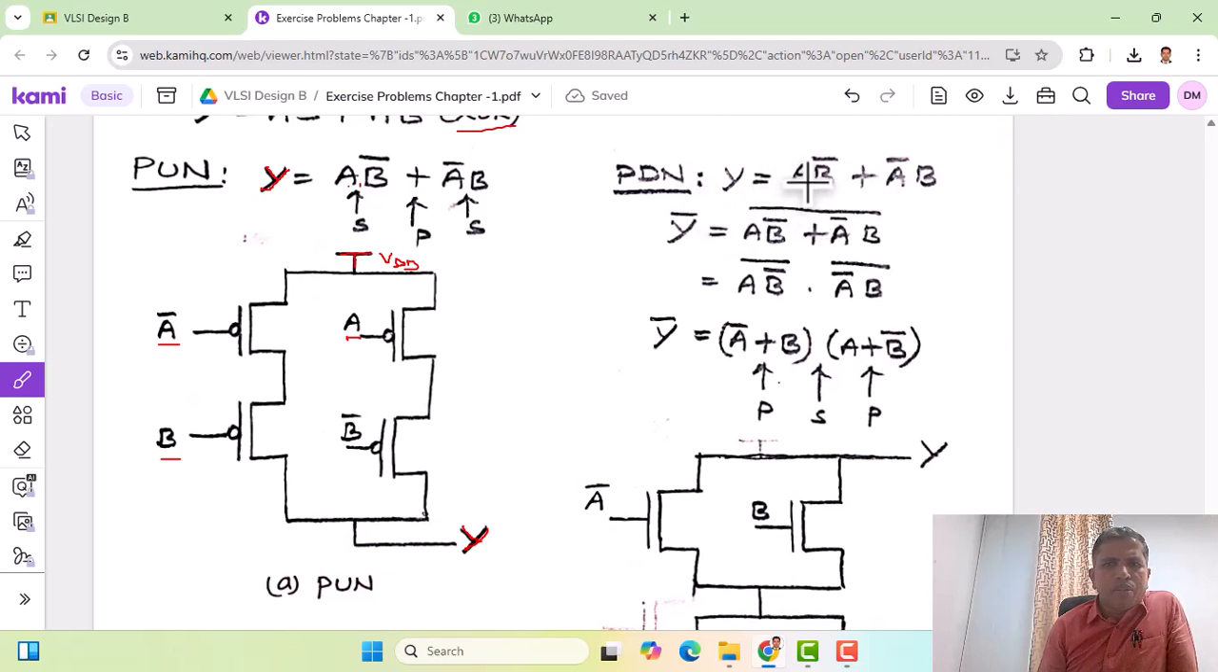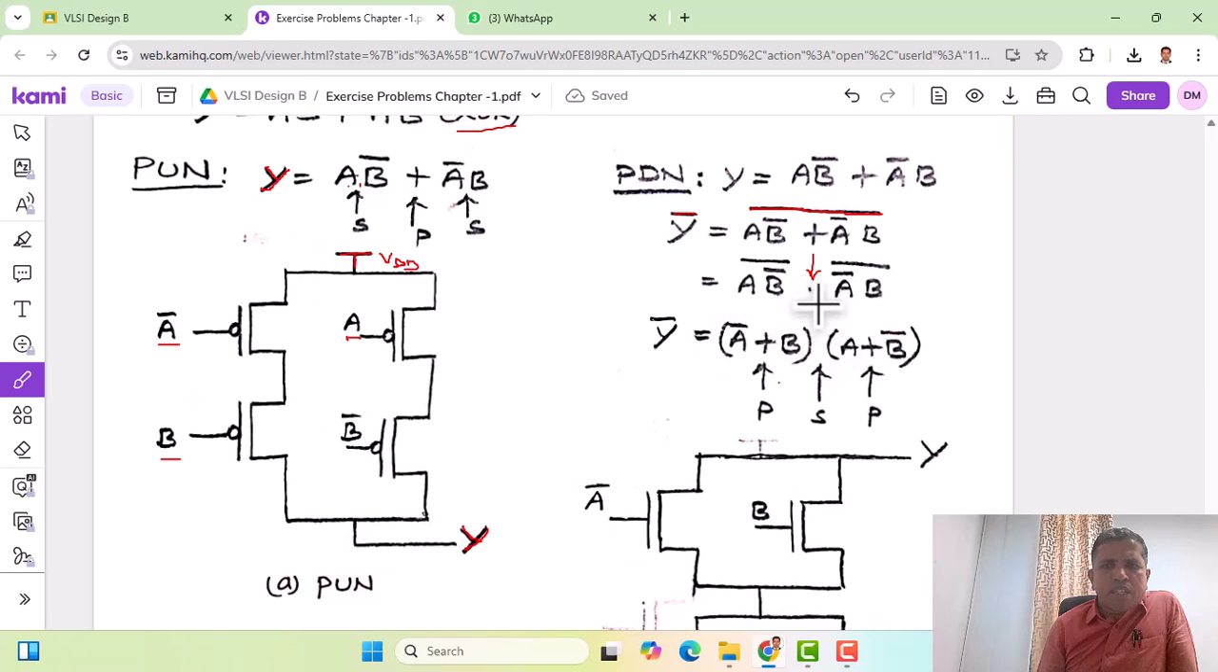Now let us realize the pull-down structure for the XOR gate. Rewriting the expression for the XOR gate, the output variable should be in the complement form, so let us complement both sides. Y becomes Y bar, and the entire XOR expression is complemented. Now we can apply De Morgan's theorem to this. So this becomes A B bar whole bar, dot, A bar B the whole bar.